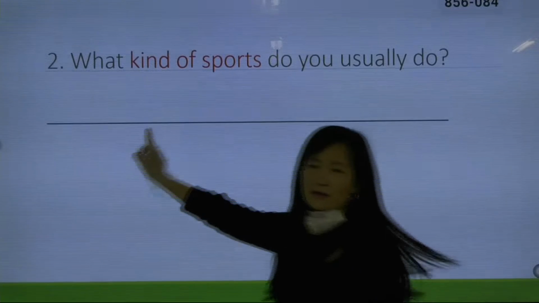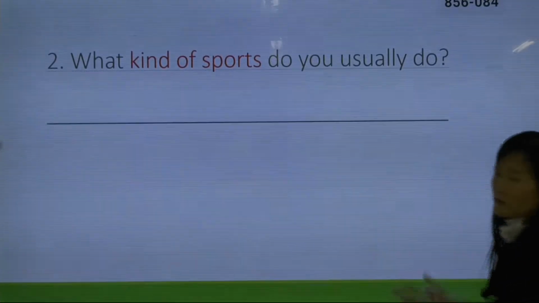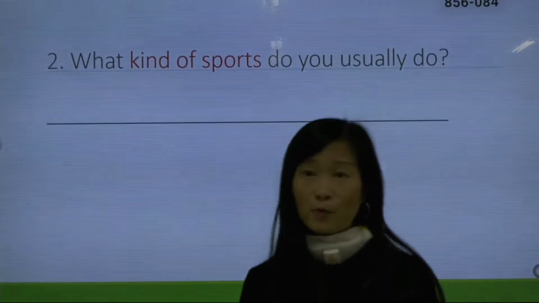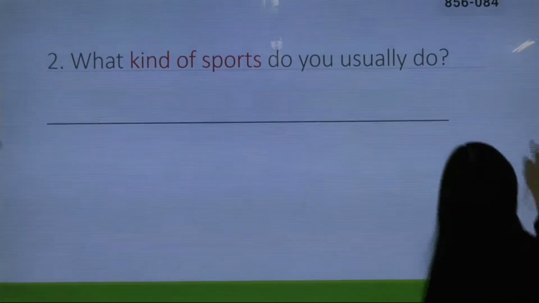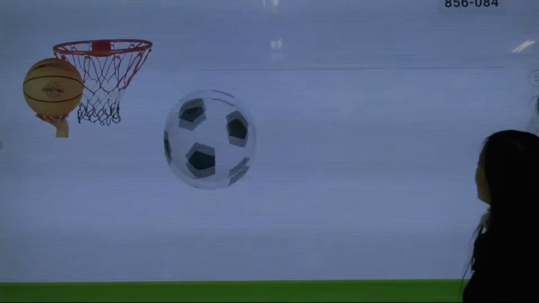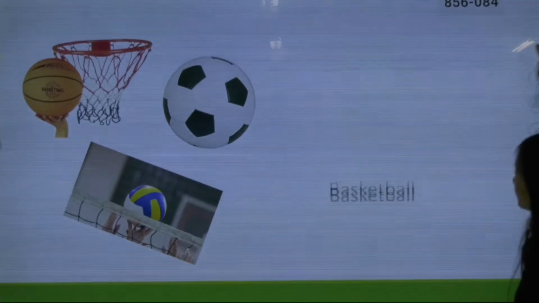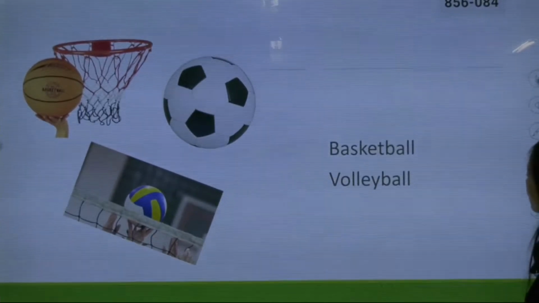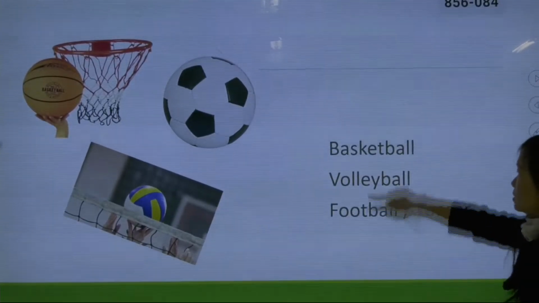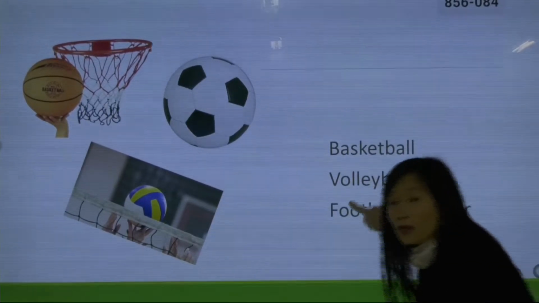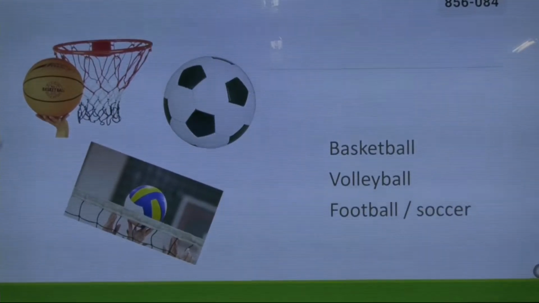What kind of sports do you usually do? Many of you will have different answers for me. Very quickly, I need to be quick. So what are all these? A very quick review of that from our Form 1, Form 2, Form 3. Now we have learned all these words: basketball, volleyball, football, or soccer. If you like that, you can write it down. Second one, what is this? Swimming.